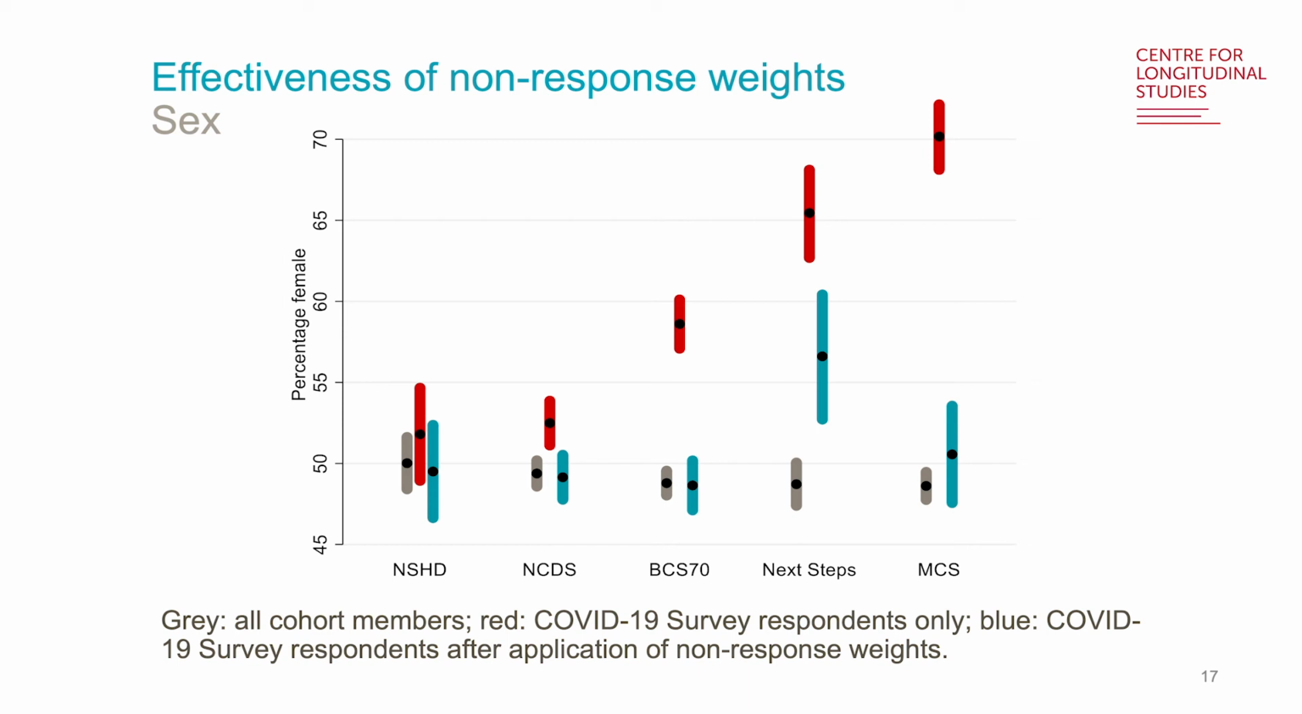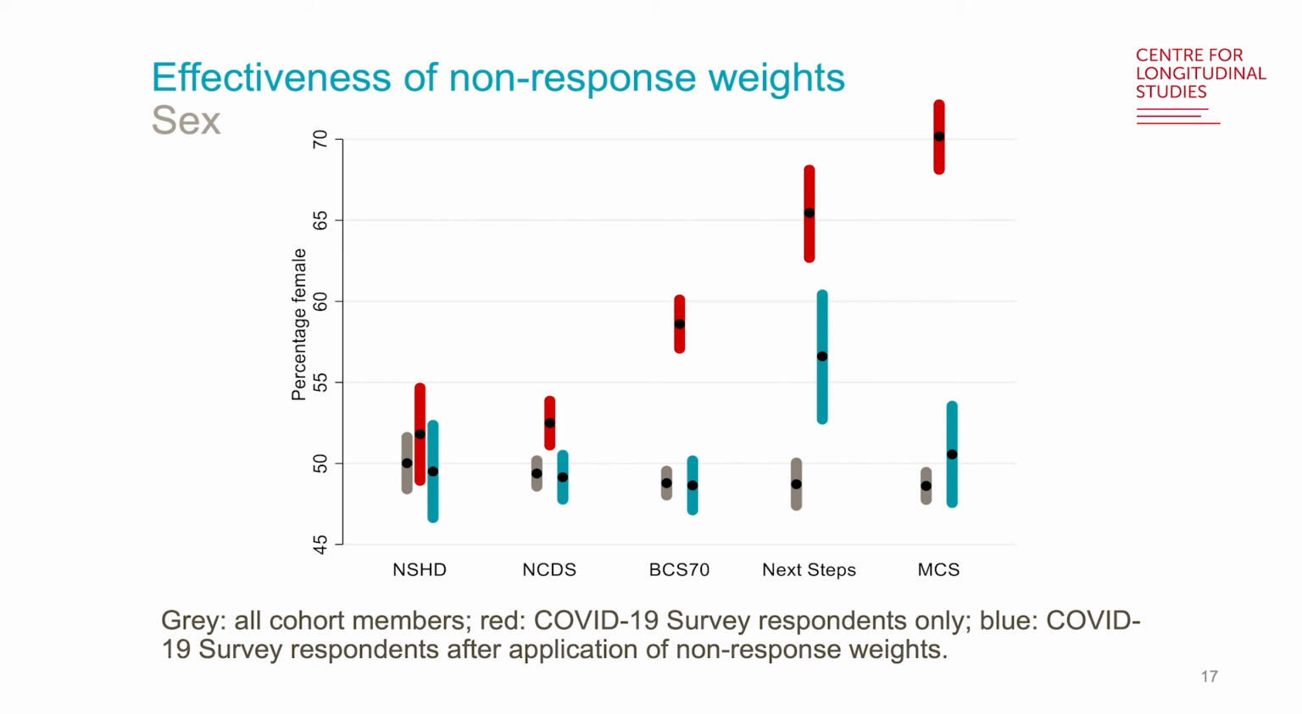Looking first at NSHD, we can see from this first grey bar that about 50% of the cohort at baseline were female. If we look at this distribution within just the COVID-19 survey respondents, we see that there's some bias, so the non-response is not completely random. It looks like it's about 52% female, but it's not huge compared to some of the other surveys. If we apply our non-response weights, then the estimate that we get is much more closely aligned to the estimate using all of the cohort data in the grey bar.